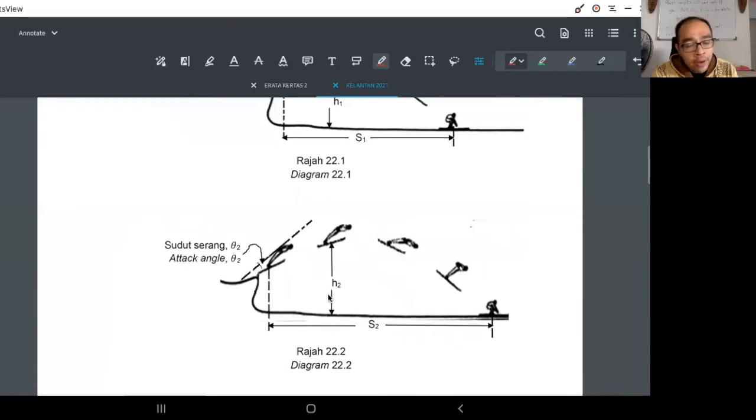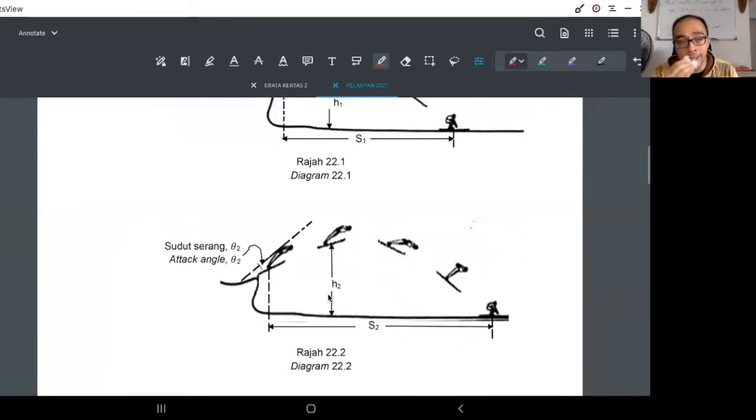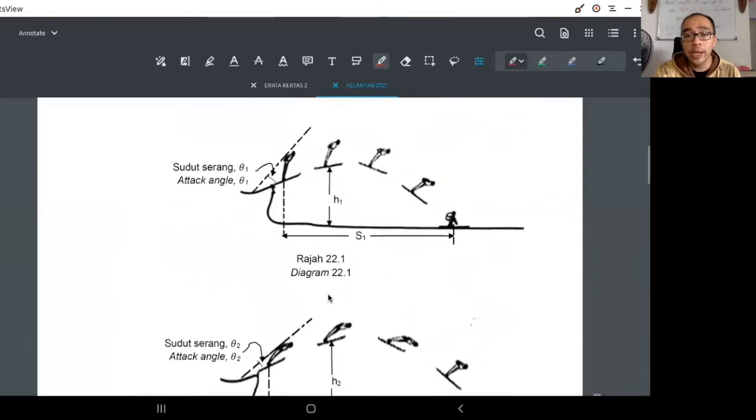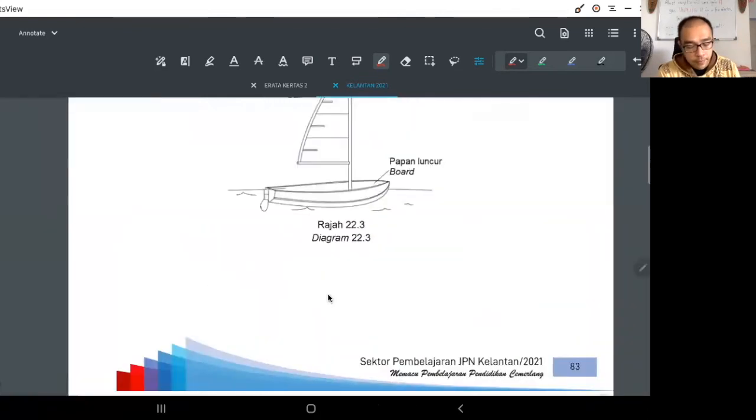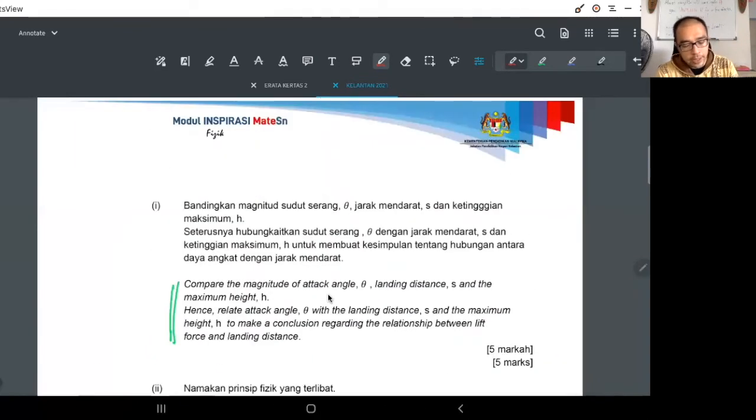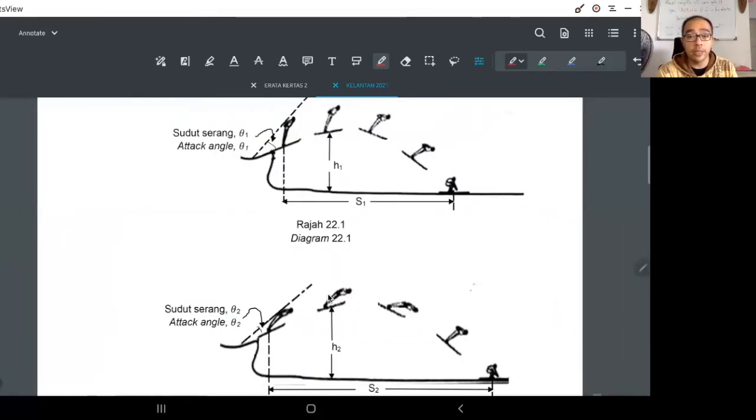Okay, comparing questions, as I mentioned again and again, is one of those questions where the only thing you need is a pair of eyes. Okay, when you can see it, then all you need to do is just to be able to observe it and write down your observations. Okay, first of all, compare the magnitude of the attack angle, the landing distance, 1, 2, and the maximum height.